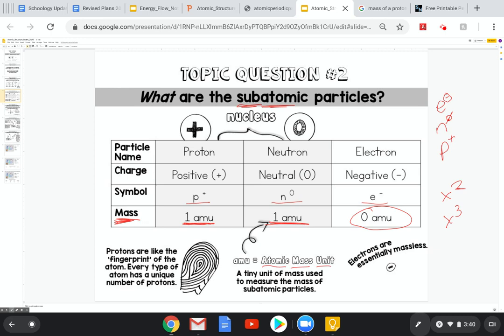Electrons do have mass, or else they wouldn't exist. But when we do our calculations, when you're doing problems and taking your quizzes and tests, and we ask for the atomic mass, the only ones that give you atomic mass are going to be your protons plus your neutrons. Those are the only ones that are going to give you mass. So let's keep on going. Those are going to be your subatomic particles that we're going to be referring to, and you are going to need to understand and memorize what's going on here.